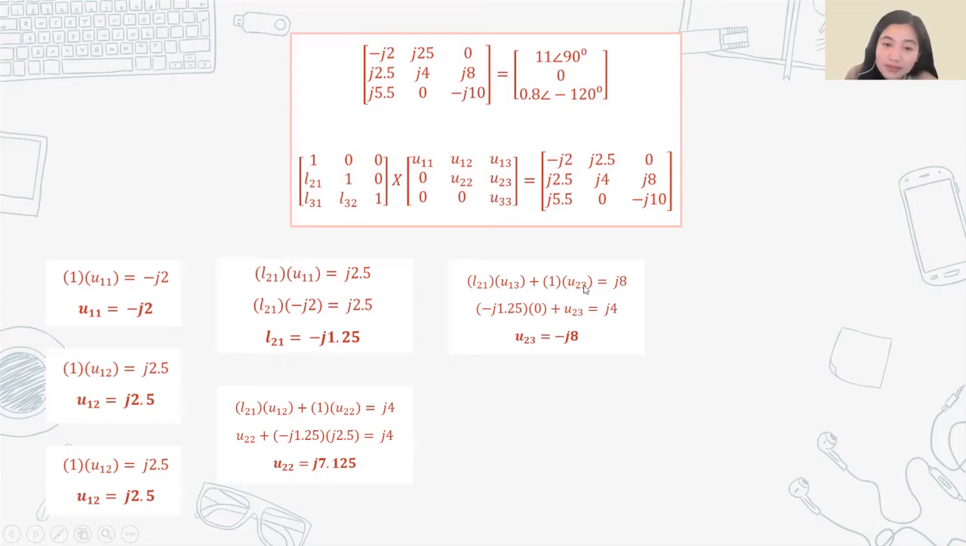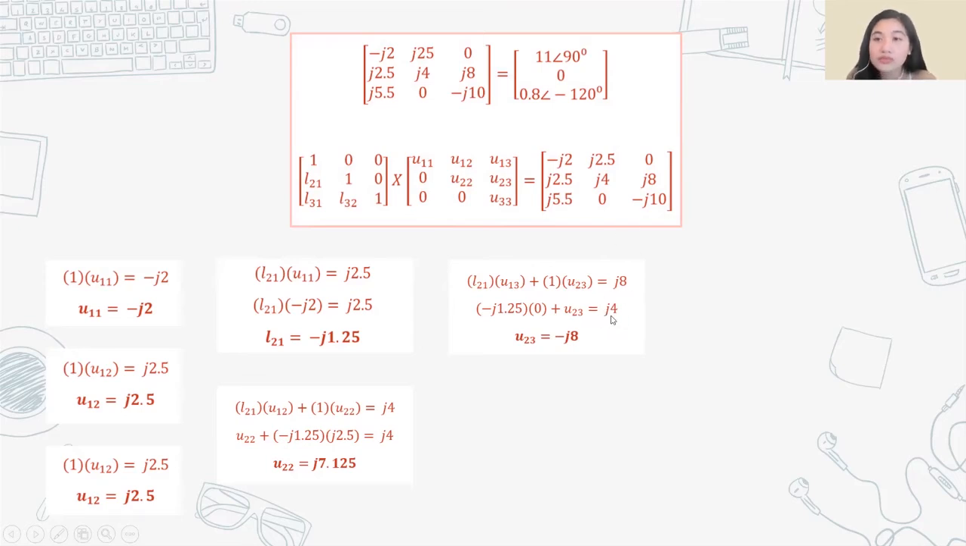Okay? So, by means of substituting the values na meron na tayo, ang L21 nga natin, sabi natin is negative j1.25. Our U13, di ba sabi natin kanina kaya hindi na natin siya sinolve because 0 times U13 equivalent to 0 will just result to 0. So, that is why our U13 is 0 over here. So, it will be added to 1 times U23 wherein by multiplying one to another number, we will come up to the other number as a result. So, it is equivalent to j8. Actually, that's j8, okay? Mali lang ng type dito.